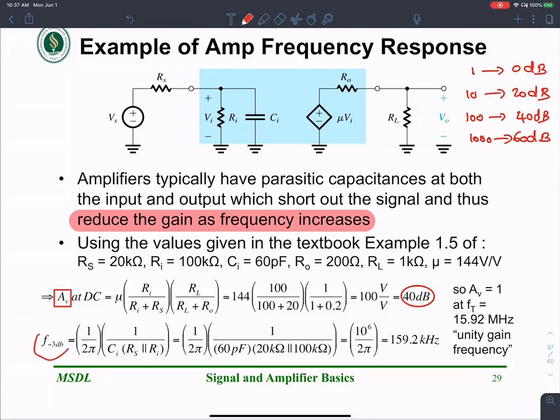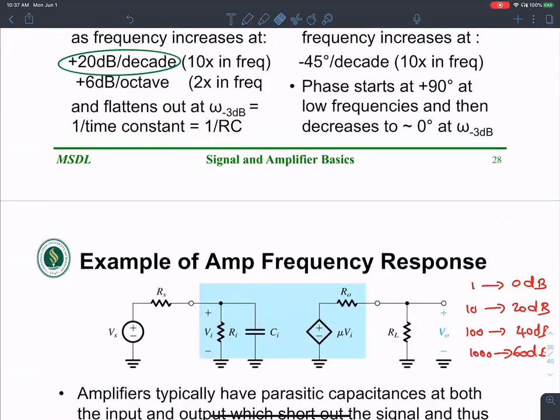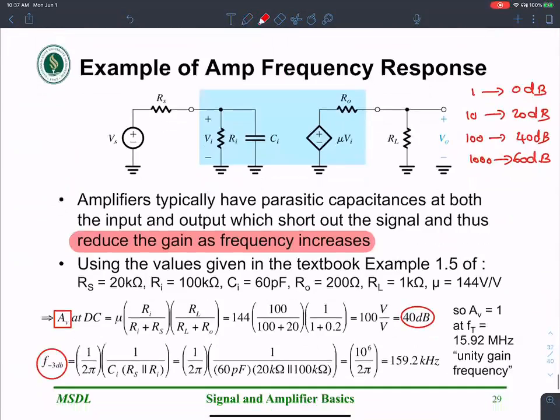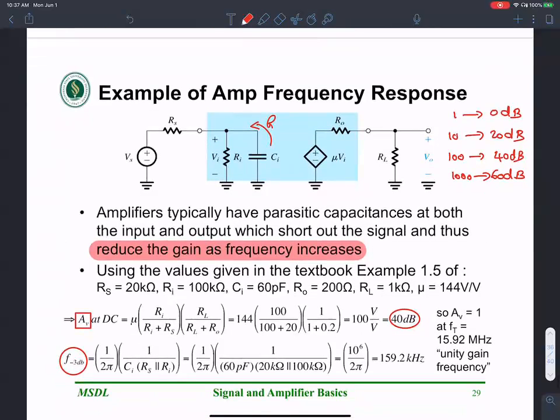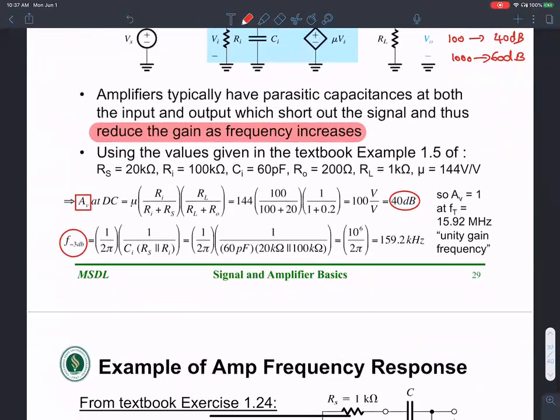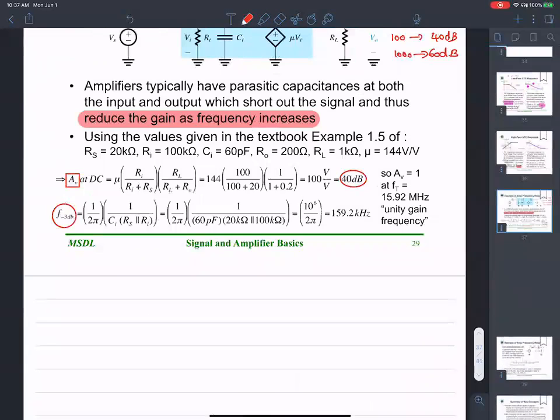Now we want to find out the F3 dB. F3 dB, if you remember, is always 1 over RC. Well, you know C here, right? You know C. How do you find R? By looking into the circuit. That is where we have to apply the technique that I described earlier. So here is the technique. Let's see.